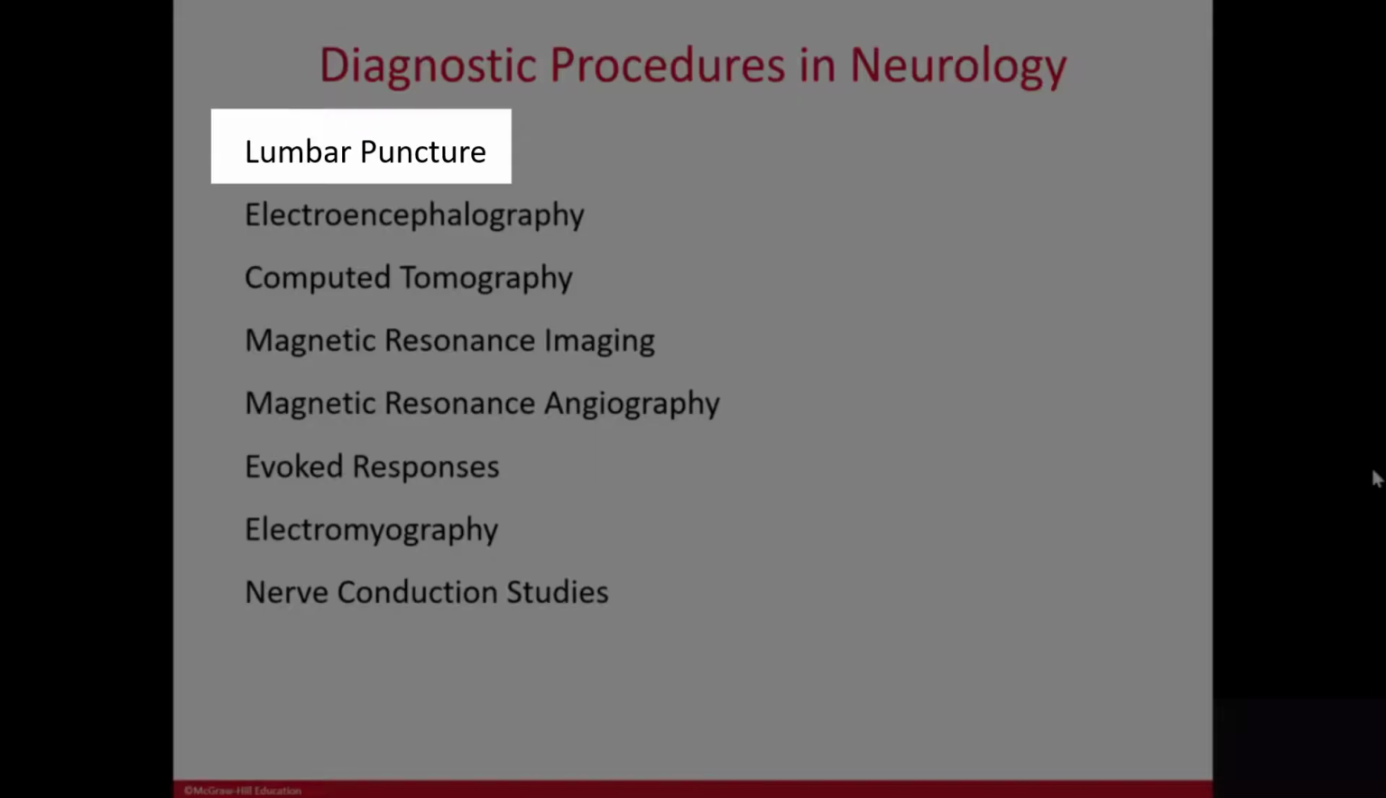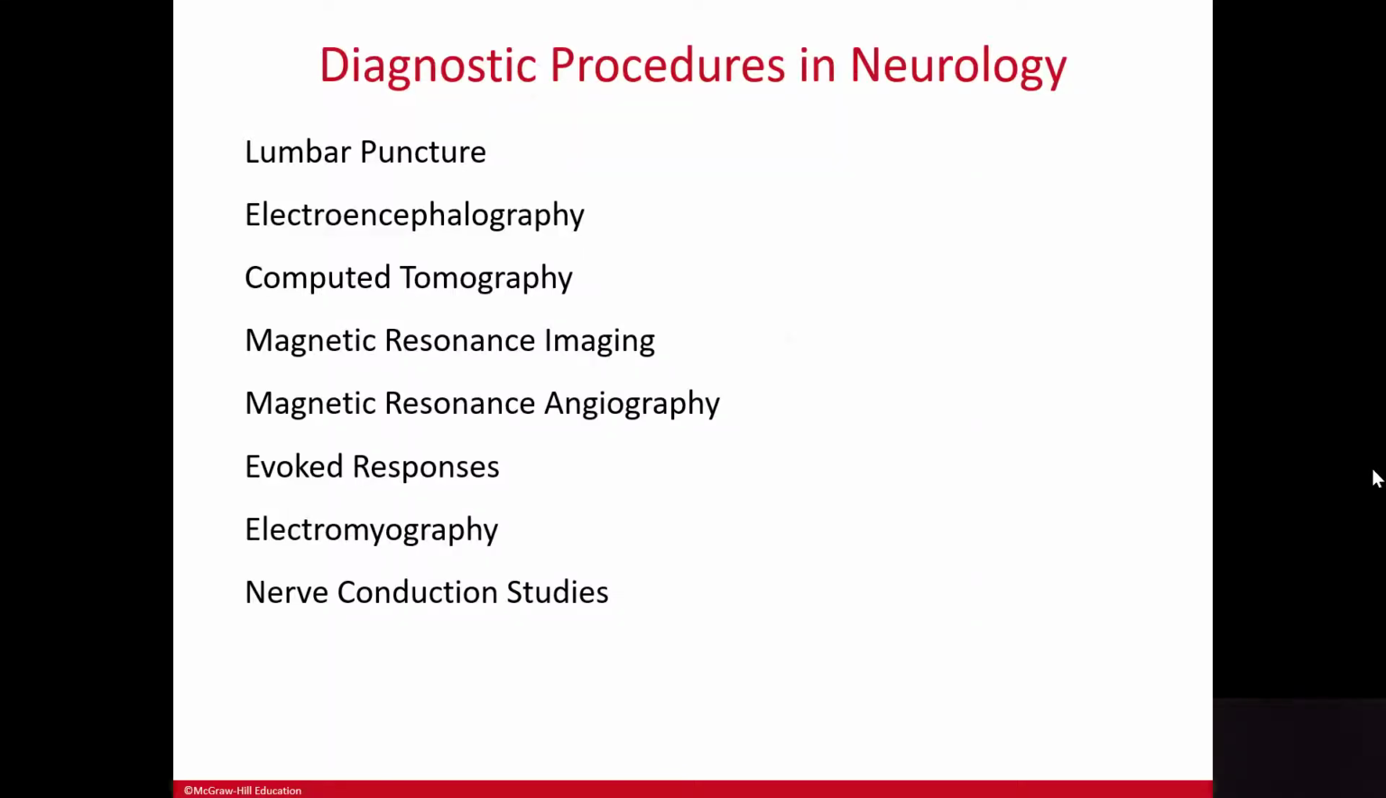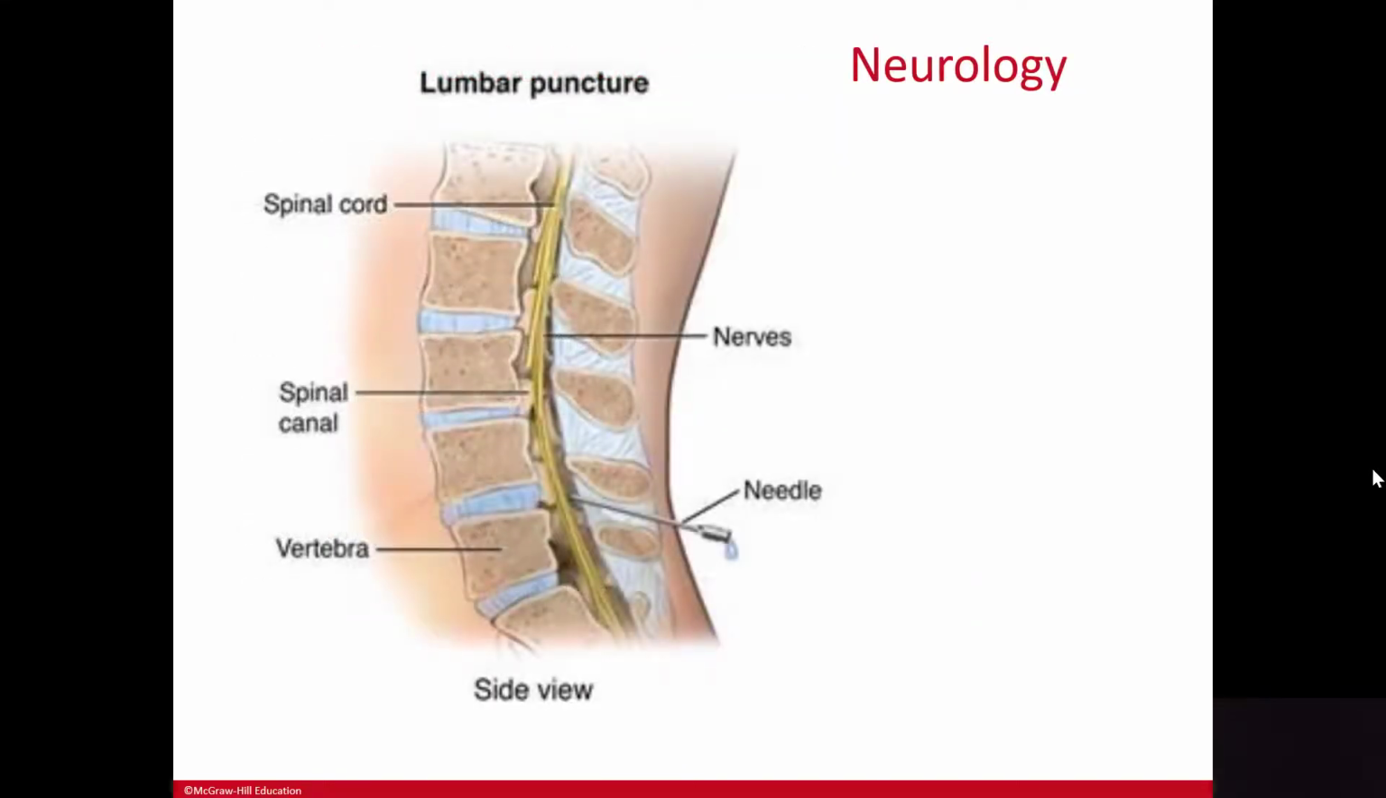A lumbar puncture is sometimes known as a spinal tap, and we do this to remove CSF or cerebrospinal fluid. We insert a needle into the subarachnoid space, usually around the level of L3 or L4. And we look for things like white blood cells that would suggest an infection, or high protein levels that would indicate damage to the brain or the spinal cord, or blood that would suggest a hemorrhage, or sometimes just tissue damage that would suggest a traumatic tap, meaning damage that occurred from doing the lumbar puncture itself.